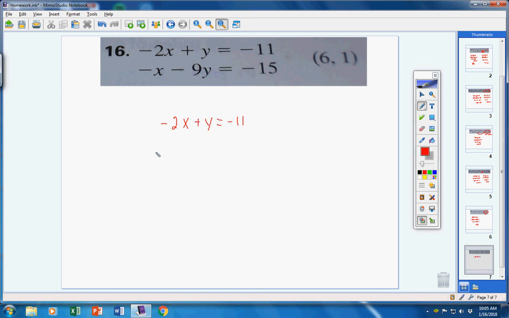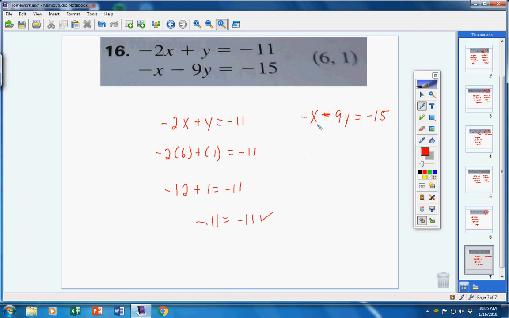When the x is, I will substitute a 6. When the y is, I will substitute a 1. And we get negative 12, positive 1, which does give me negative 11 equals negative 11. So far, so good. Now let's substitute this point into our second equation.